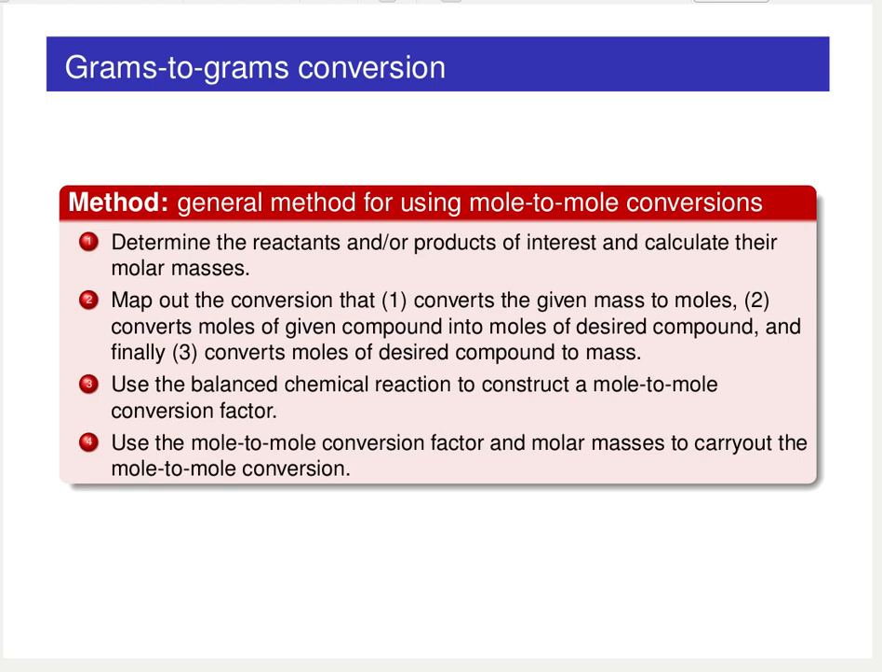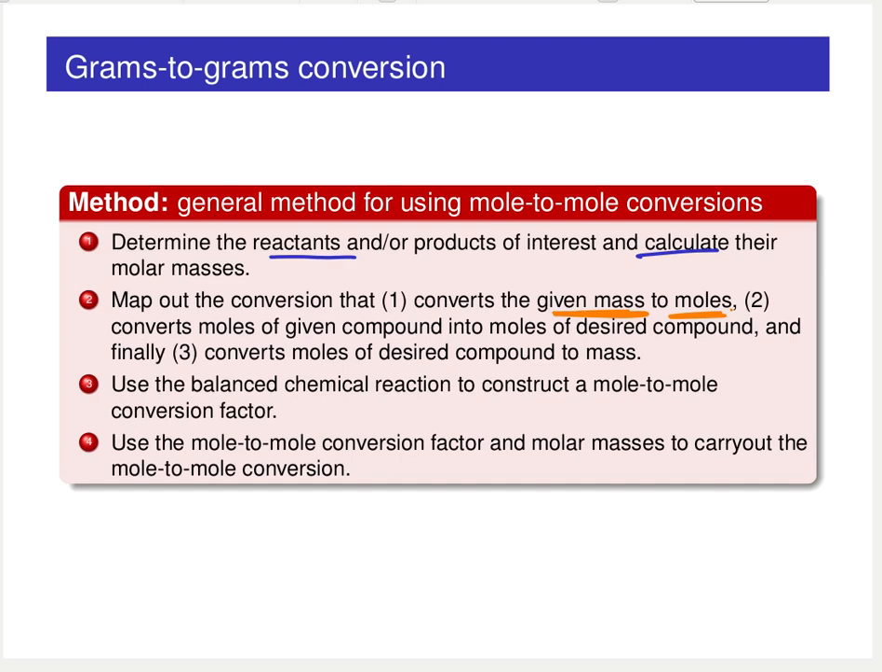So here's a general method for using that mole-to-mole conversion factor to carry out a grams to grams conversion. Okay, so we're going to start off just as we did before. Determine what reactant and product we really care about. Then what we're going to do is map out a conversion that uses the mole-to-mole conversion factor that we would under any other circumstances. But what we're going to have to do is convert the given quantities, which are given to us in mass, into moles. And remember, we already have a conversion factor that does that.